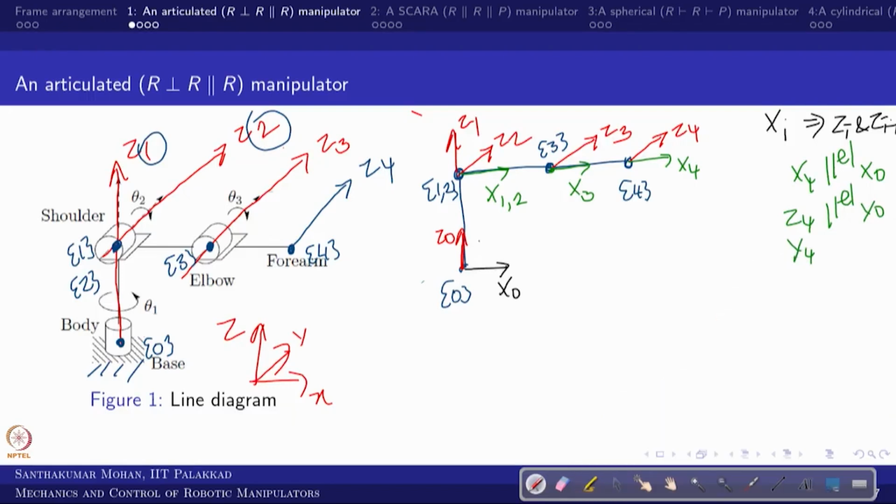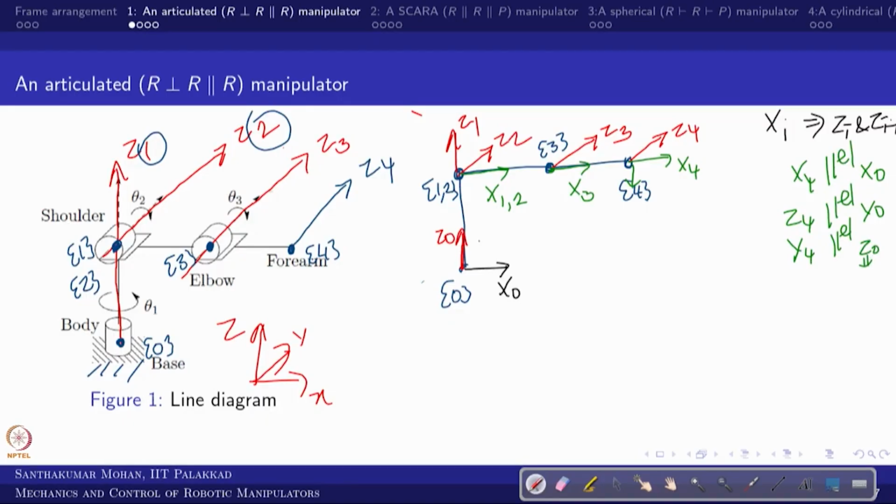So what would be the Y4 direction? You can take the right hand rule again. This is the thumb and this is the forefinger, and then only you can get it. So then you can see Y4 is parallel to Z0 but in the opposite direction. That is what you can see.